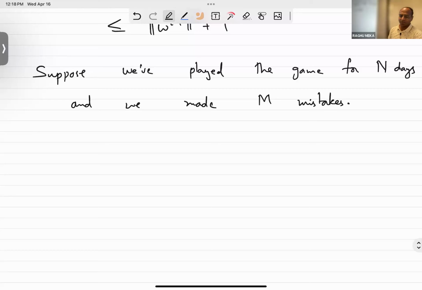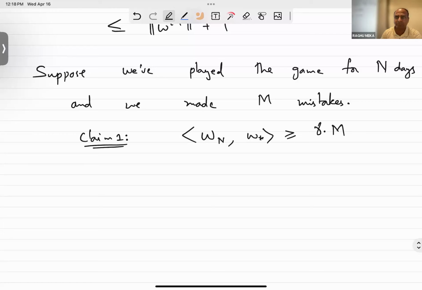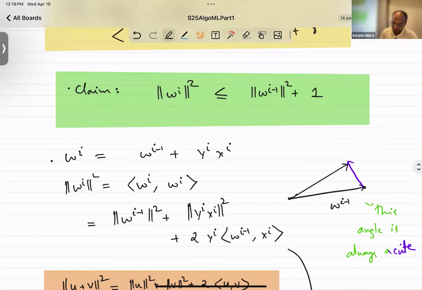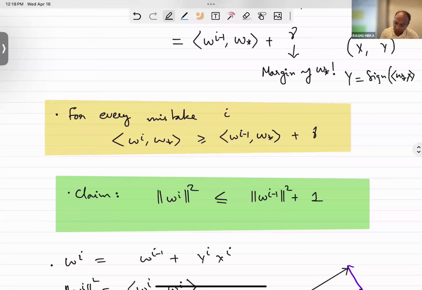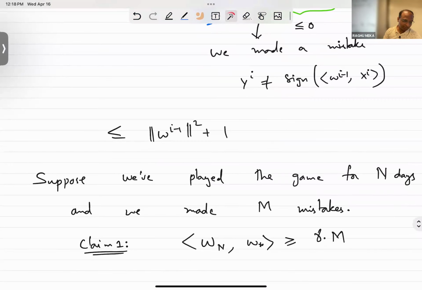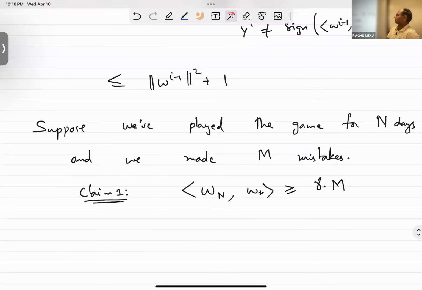Okay. So what does this mean? In this case, by claim 1, we know that ⟨Wn, W*⟩ is at least gamma times M, right? Because every time we make a mistake, we increase it a little bit. So it's at least M times gamma.